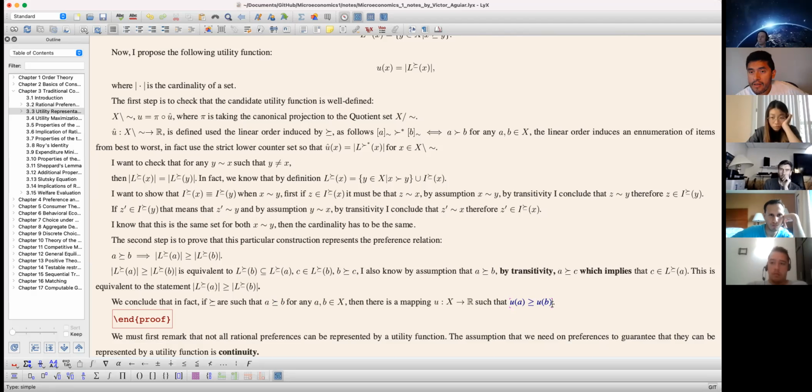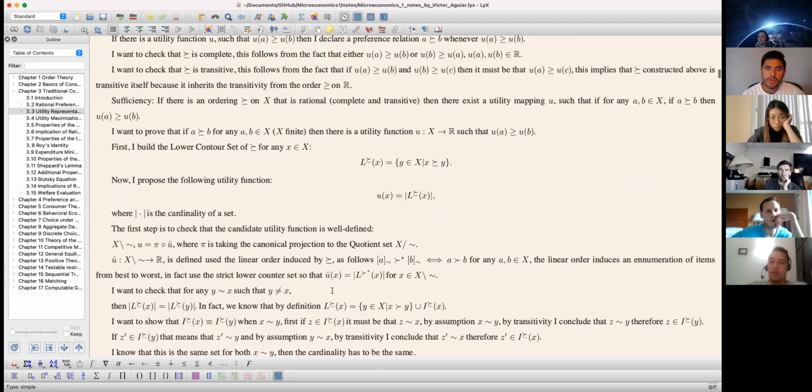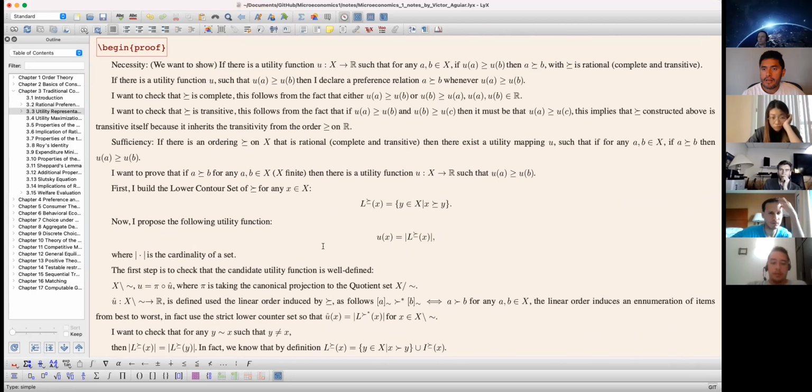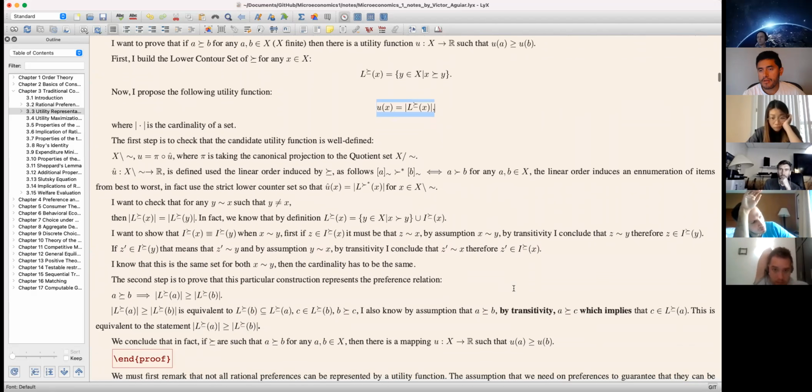Now, a question. Do you notice something weird here? At least curious than weird. I never use completeness in the sufficiency part. Do you see it? Basically, in no step in the sufficiency part did I use completeness. So I just started with a relation, right? And then I define a utility. And then basically I show that whenever A better than B, then this constructed utility U of A is greater than or equal to U of B. And to show that, I use transitivity. Okay? That's what I did. But I never use completeness.